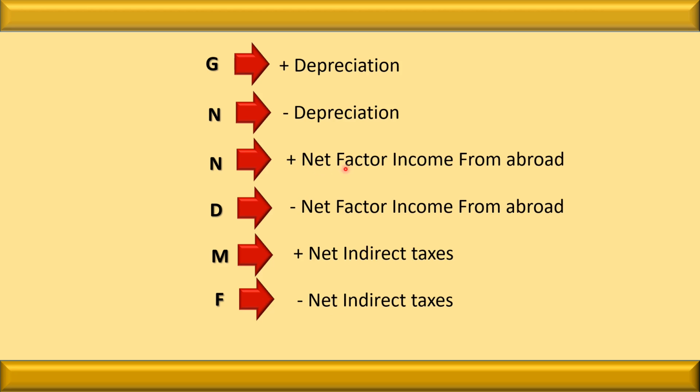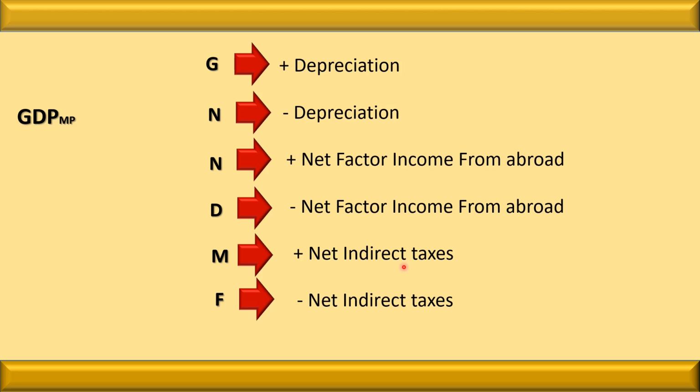I hope the point is clear. Net factor income from abroad means factor income from abroad minus factor income to abroad. It means the money we earn from abroad, minus factor income to abroad, the income which we have to give to foreigners. Here we have to consider net value. Clear? The next is net indirect taxes. What does it mean? It means indirect taxes minus subsidy.